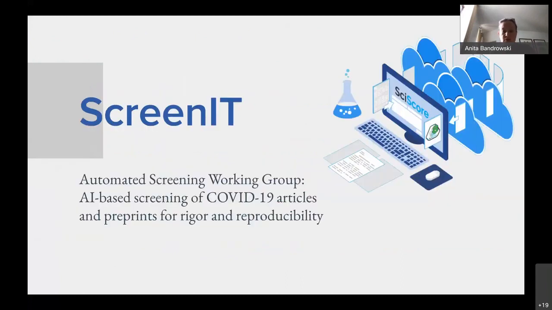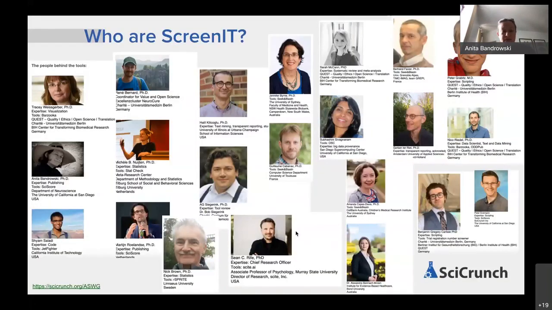In fact, we chose to work with COVID. So we formed a group around this called the Automated Screening Working Group. We've also renamed ourselves Screen It. This is not a company effort, because we have no idea what to do with branding. But we basically looked at all of the COVID preprints for rigor and reproducibility criteria and many other things. This is the group of people that's involved in that. This is a good chunk of the AI community.